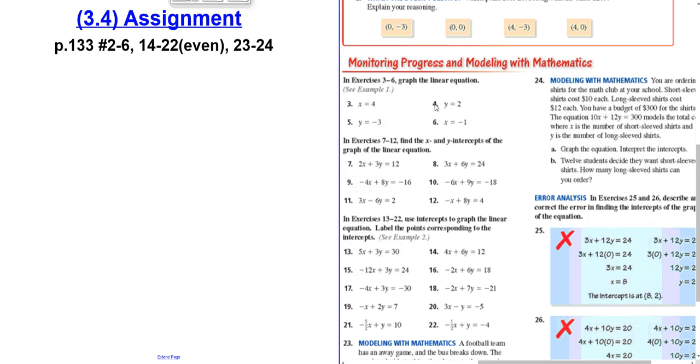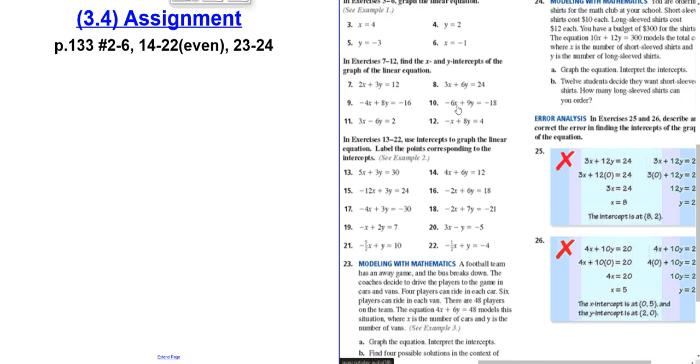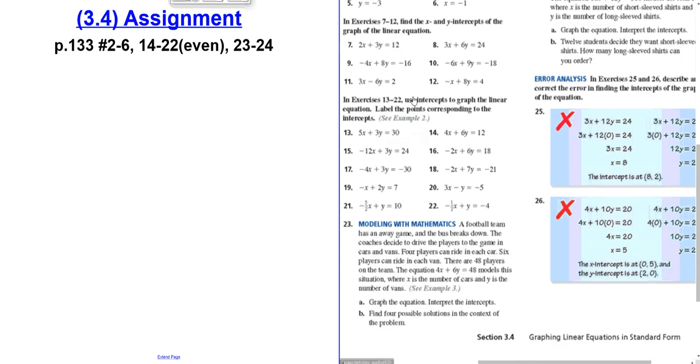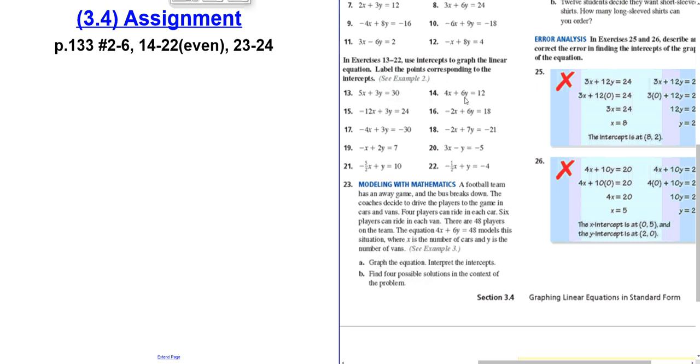14 through 22, these problems say use intercepts to graph. So you're graphing a lot in this assignment, but these are very similar to that first example. Use intercepts, so you plug in 0 for x and solve for y, and then you plug in 0 for y and solve for x. So you find both of the intercepts, the x-intercept and the y-intercept, and then you graph using those 2 points.